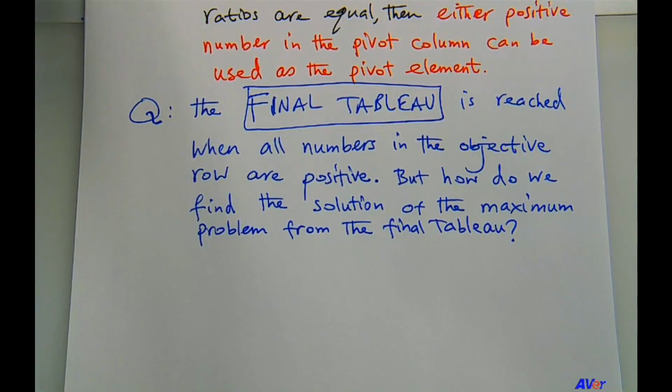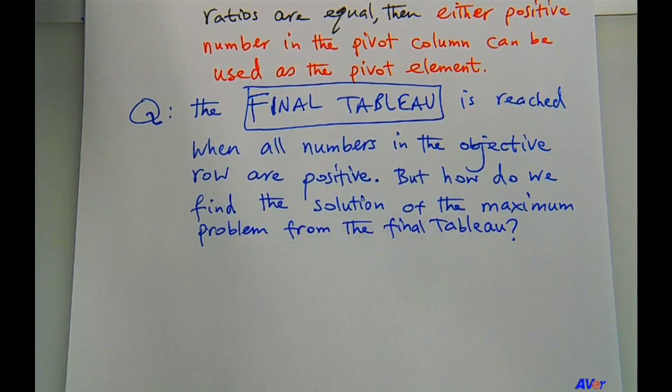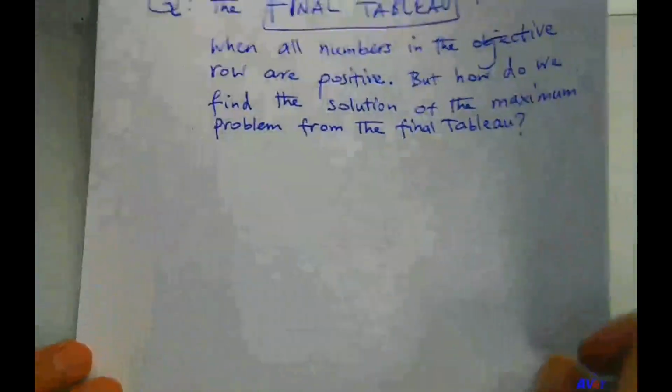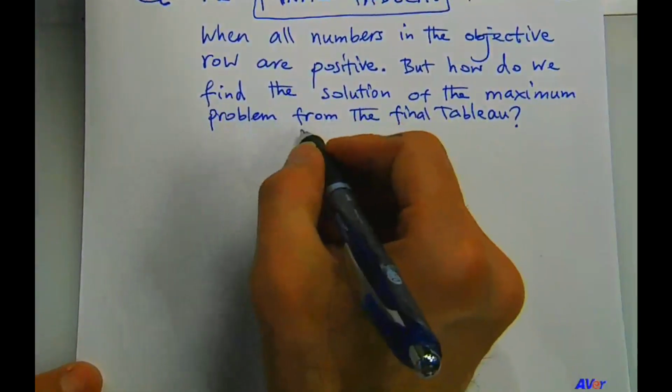So having said that, how do we find the solution of the maximum problem? Once we're at that stage, how do we find the solution of the maximum problem from the final tableau? So this is how we will do that.